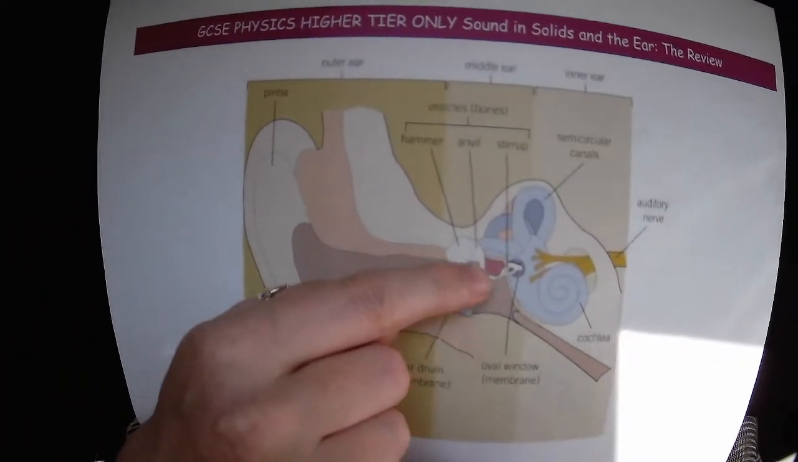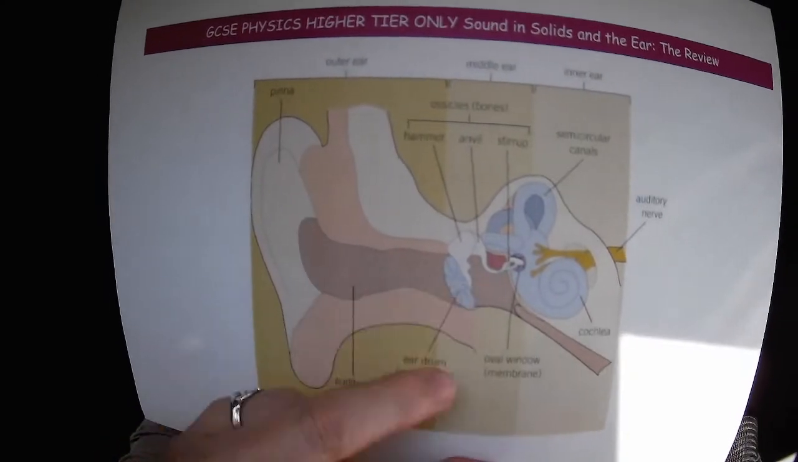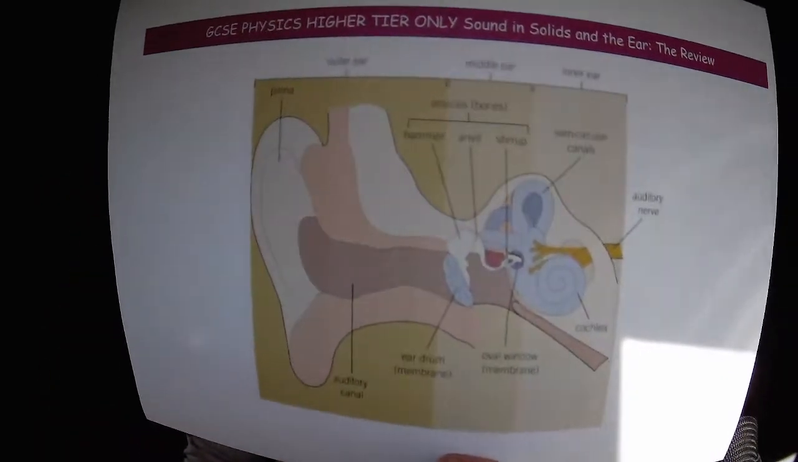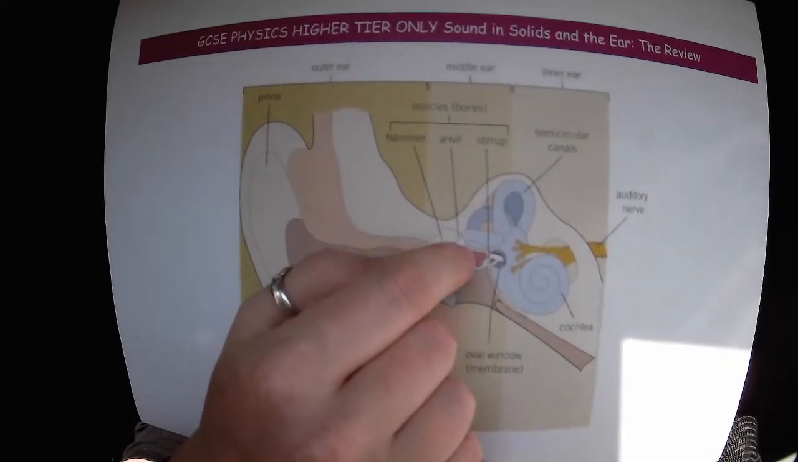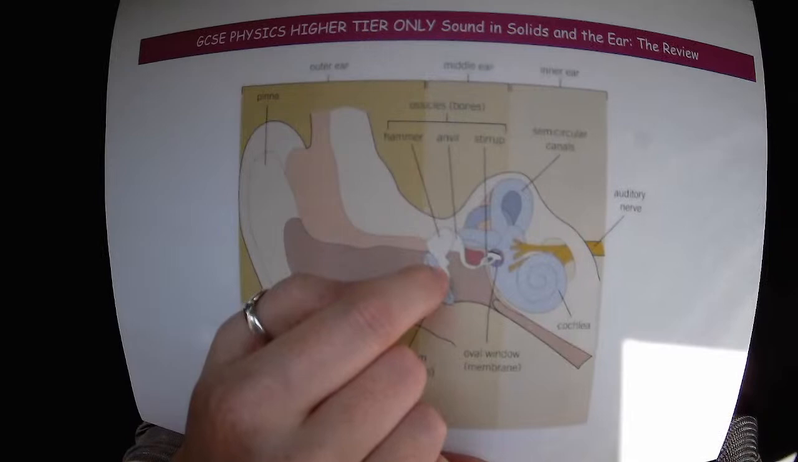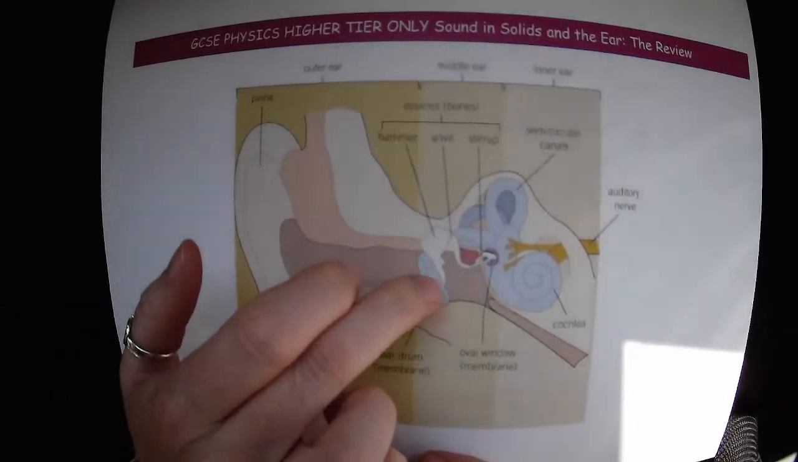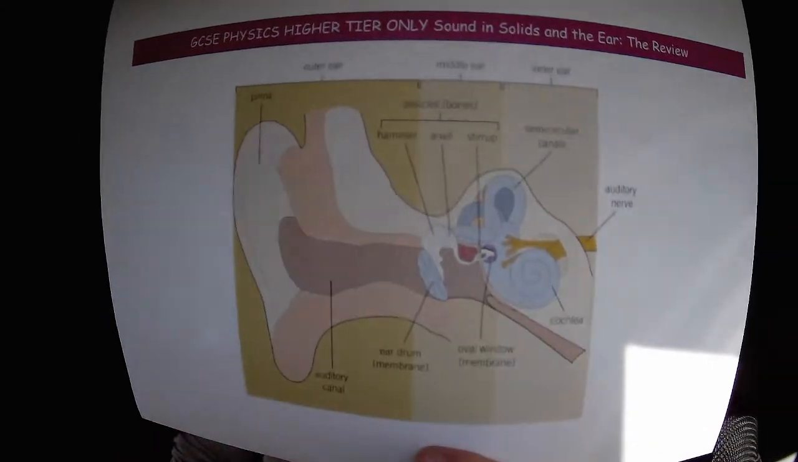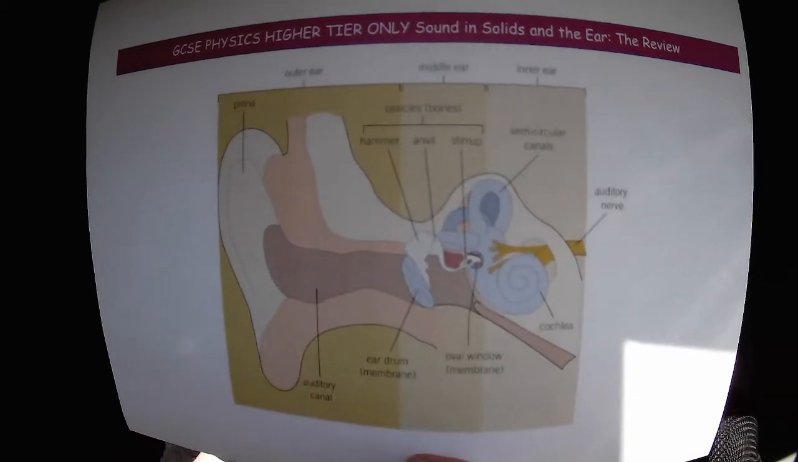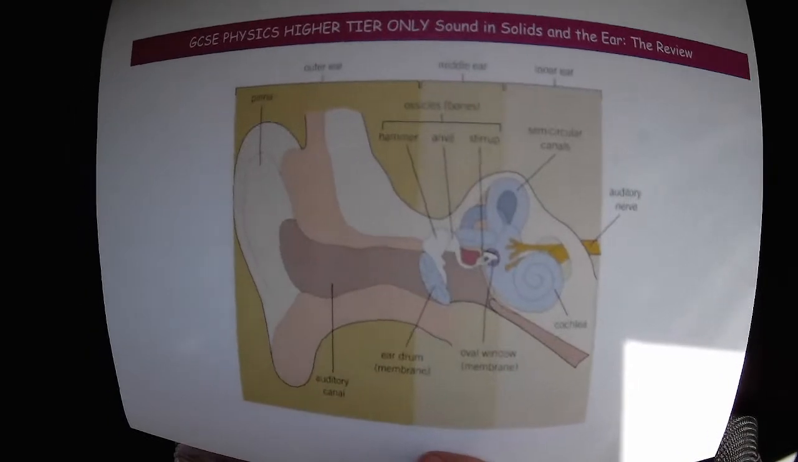It sends it down towards this little membrane here, which is our eardrum, and as the sound wave hits, it makes the eardrum vibrate. Because we've got these little tiny bones called the ossicles, or the hammer, the anvil and the stirrup resting against it, as the eardrum vibrates, those tiny bones vibrate. But they also amplify the sound.